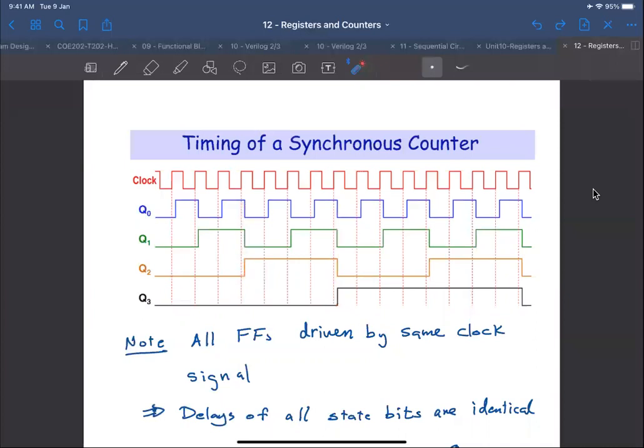Is it counting up or down? Can anyone tell me whether it's counting up or down? This one is counting up. Why? For example, this is 1, and then 1. You see? Oh, this is counting up, nice, because this is Q0 and Q3, at least this is the LSB and the MSB. All right, so this is an up counter.